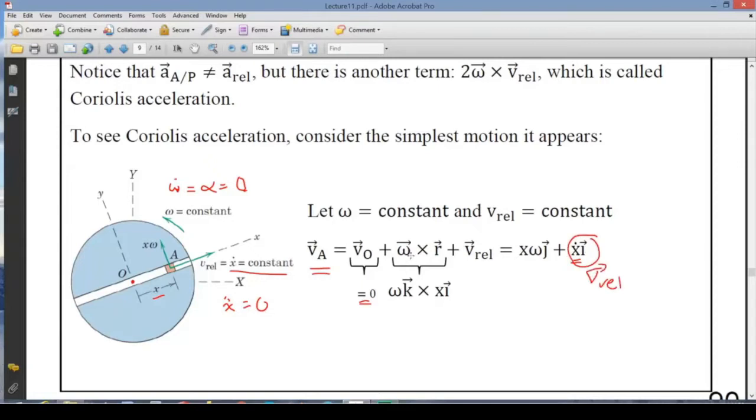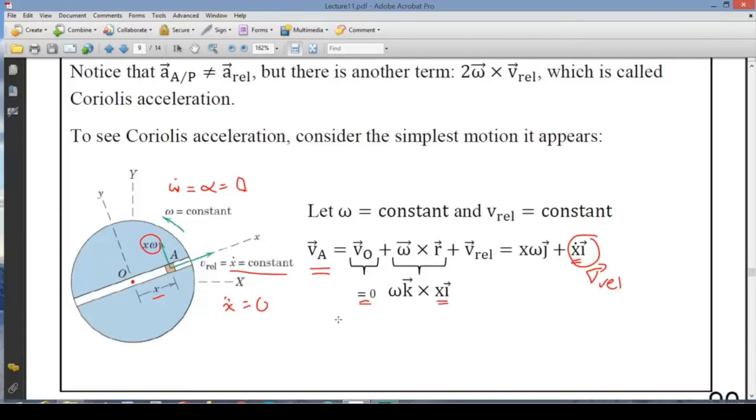Then there is this omega cross product R. Omega is in the k direction, which is the z direction, xy axis. This is z direction, cross product x in the I direction. This is the location of A point with respect to O in its own frame, xy frame. This is small caps xy, so it's in the xi direction. Omega cross product xi. And the resultant of this is k cross product I is j, so this is omega x in the j direction. That's why we have this x omega in the j direction.